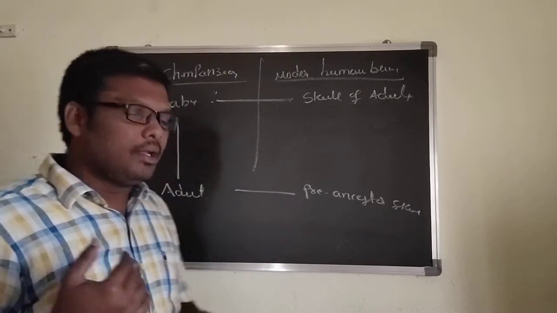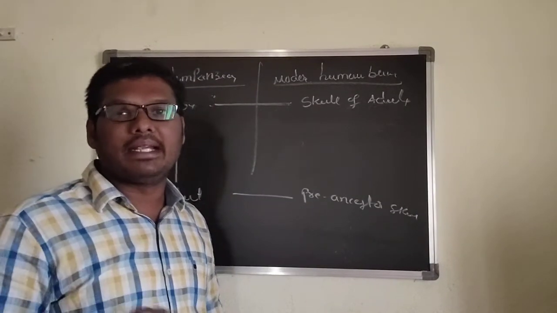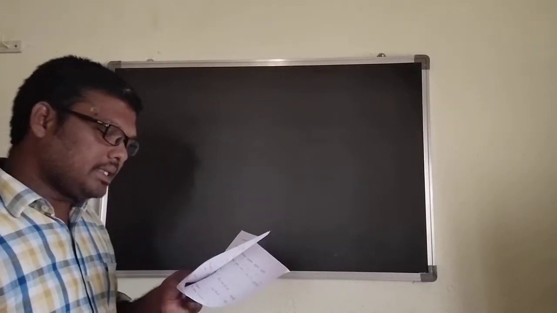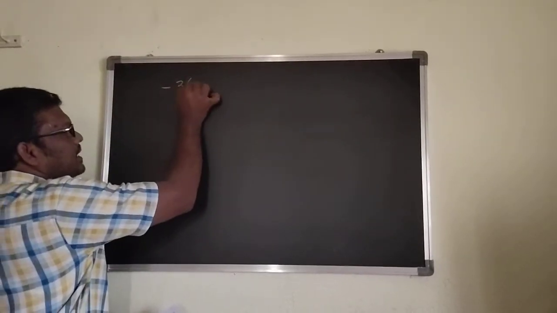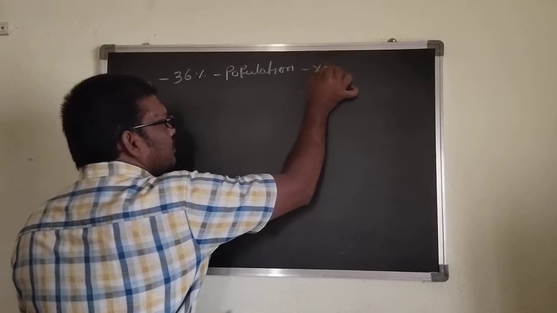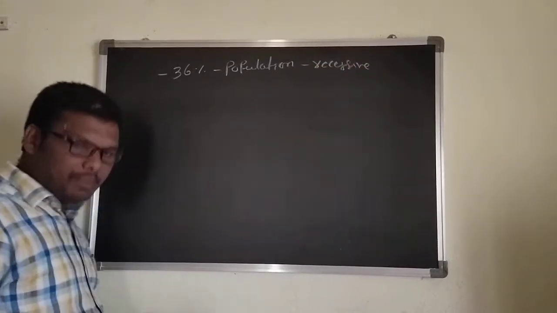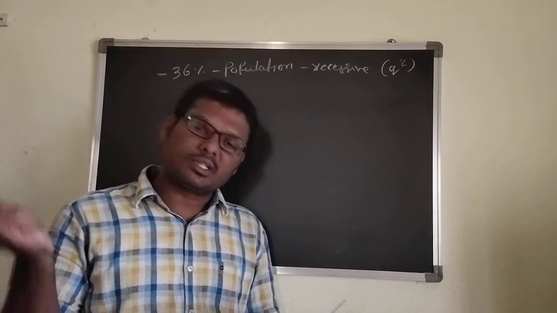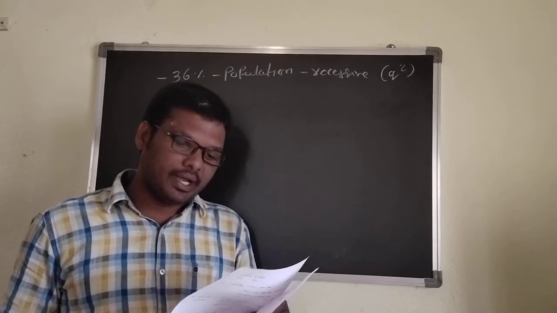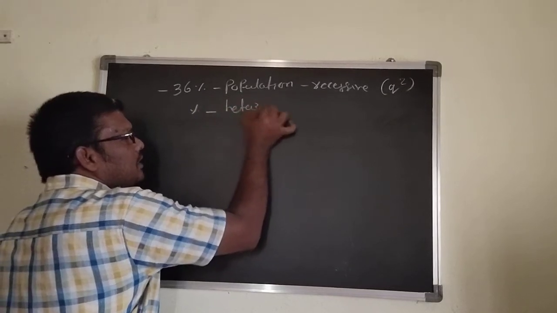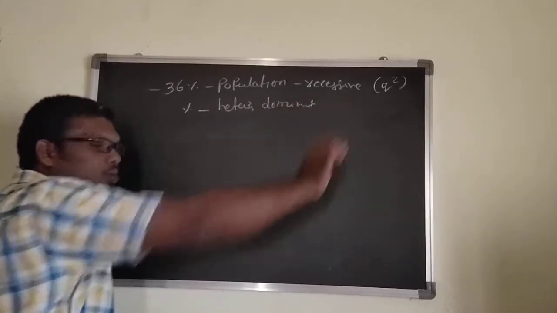Now we can discuss some of the problems of the Hardy-Weinberg principle. In a population, 36% of the population is recessive. It means they gave q square. Recessive indicates q square, dominant indicates p square. What is the percentage of heterozygous dominant? This question they can ask.